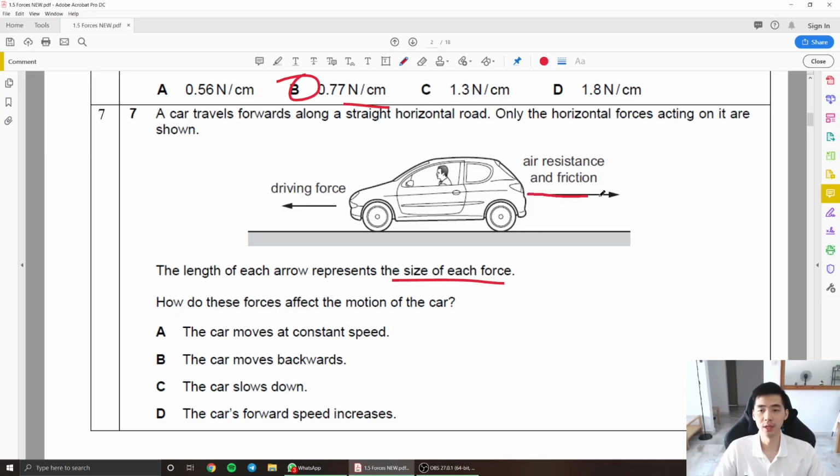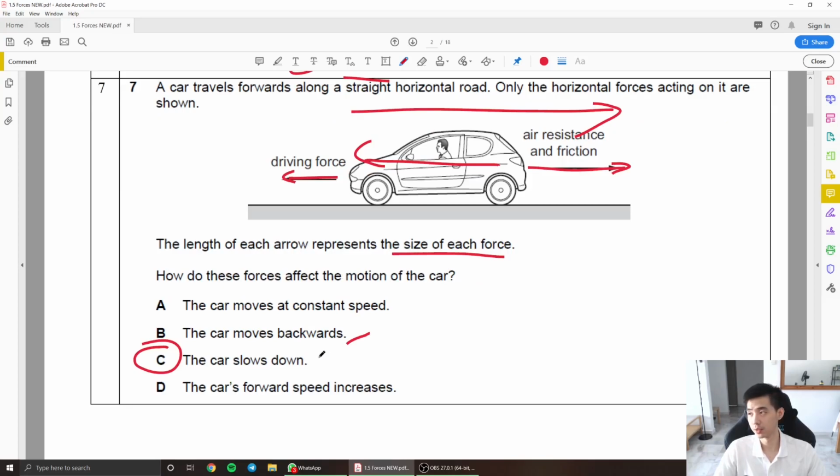From here you can see that this backward force is greater than this forward force here. In other words, there is a resultant force backwards, right? If there is a resultant force backwards, the car could possibly be moving backwards. But since this car is already moving forward here, it is basically decelerating. In other words, it is slowing down. So the answer is C here.